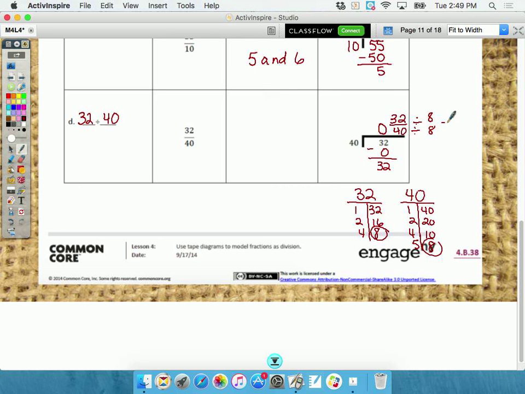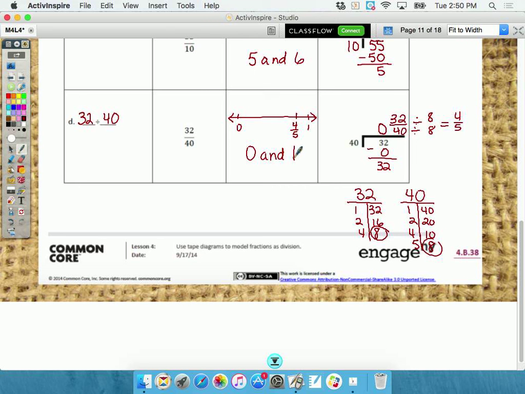Can I see it? 32 divided by 8 is 4, and 40 divided by 8 is 5. So we have 4/5. What would 1 whole be? 5/5. So here's 4/5. We know that's 1 whole. What 2 whole numbers is 4/5 between? 0 and 1.